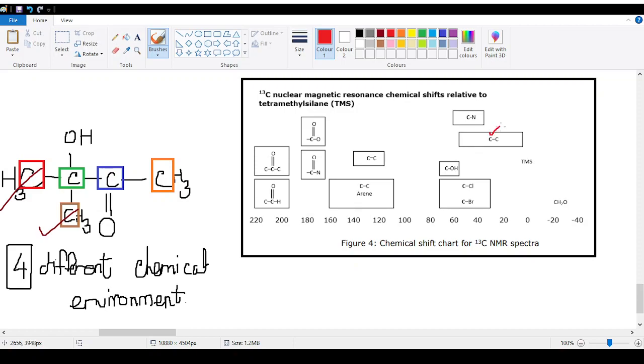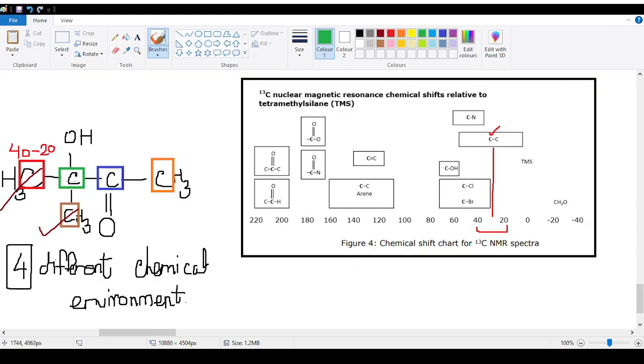It's this one, right? Carbon joined to a carbon, single bond. We will not consider this because this is arene. Arene is an aromatic compound, so for now, don't worry about that. That is also a carbon-carbon single bond, but we won't consider that now. So for this one, the value is approximately somewhere between 40 and 20. We can expect that. So for this one, the peak can be expected somewhere between 40 and 20.